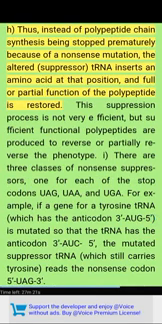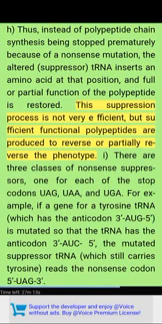H. Thus, instead of polypeptide chain synthesis being stopped prematurely because of a nonsense mutation, the altered suppressor tRNA inserts an amino acid at that position, and full or partial function of the polypeptide is restored. This suppression process is not very efficient, but sufficient functional polypeptides are produced to reverse or partially reverse the phenotype. There are three classes of nonsense suppressors, one for each of the stop codons UAG, UAA, and UGA.